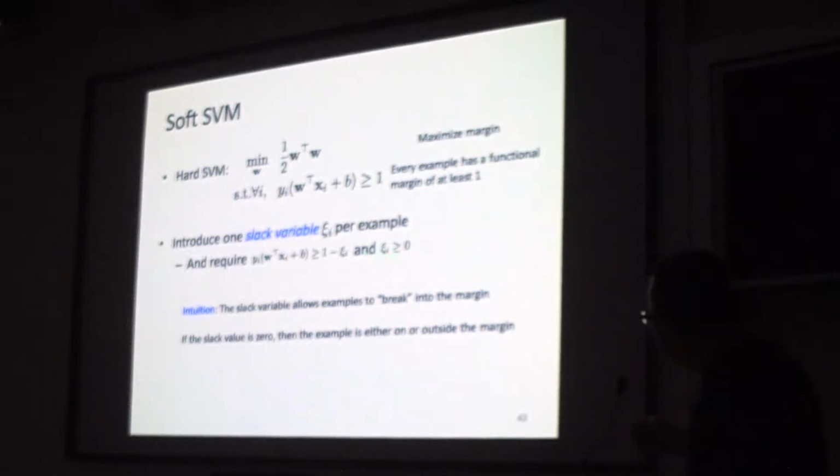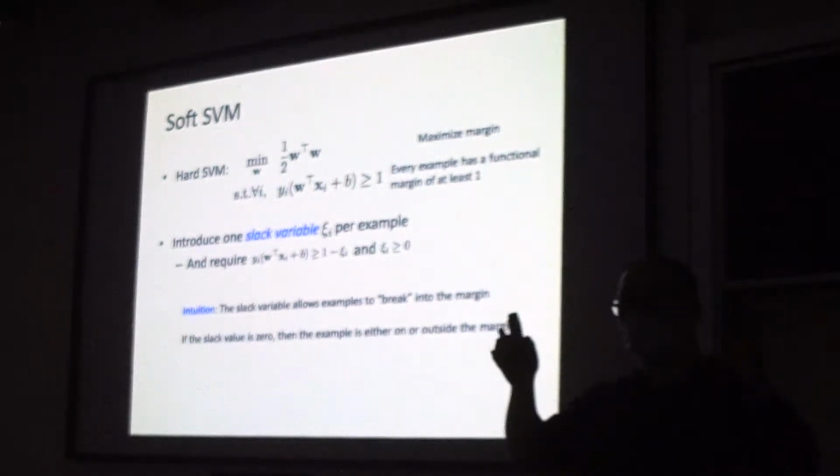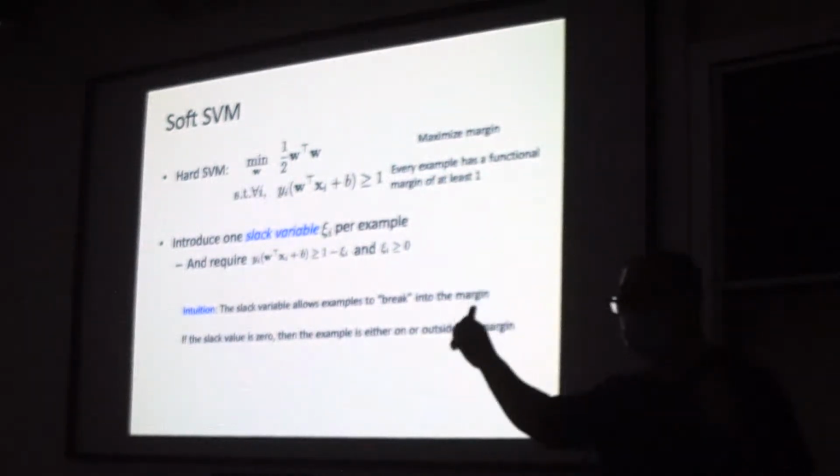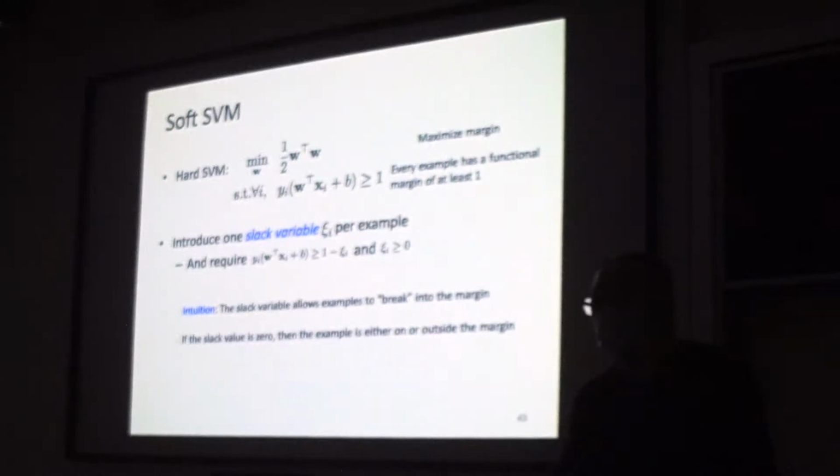When ξi is bigger than 0, I mean strictly bigger than 0, then that means the corresponding xi can break into the margin. It means that when we look for a linear classifier to separate the remaining examples, this example is kicked out. It is not counted, so that it has freedom to break into the margin. Does it make sense? Any questions so far?